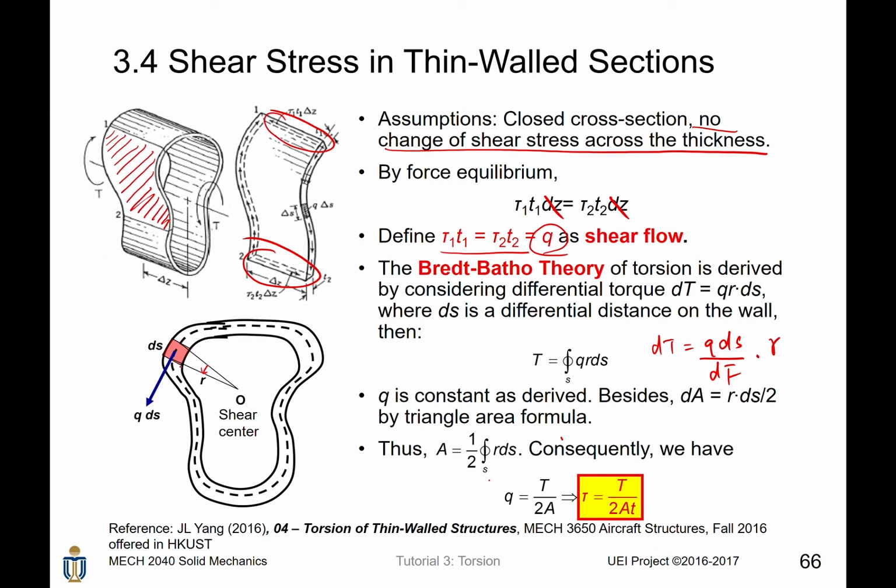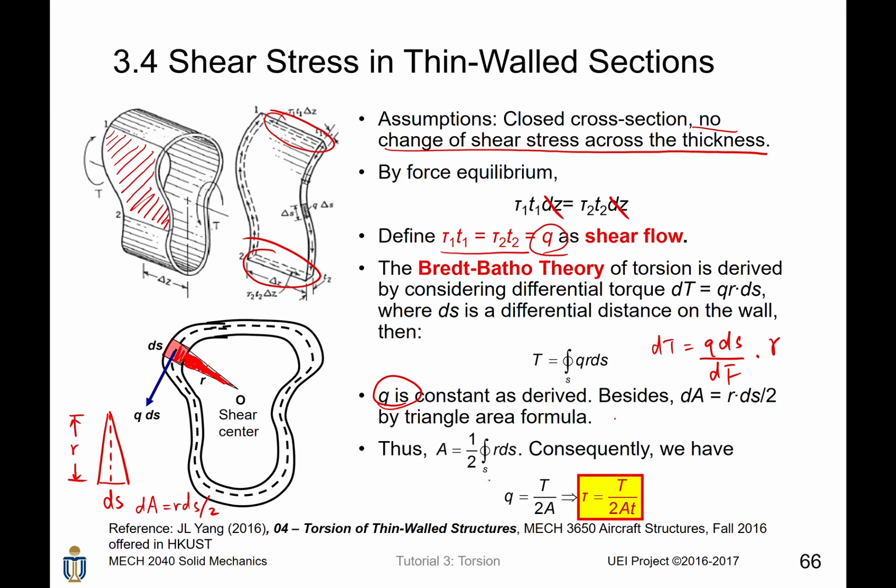Besides, we consider the area of this very small triangle swept by r. For this very tiny piece of triangle, this is ds, and its height is r. Then the area of this differential region is given by dA equals r ds divided by 2, according to the triangle area formula. Since Q is a constant, it can be taken out from the integral.